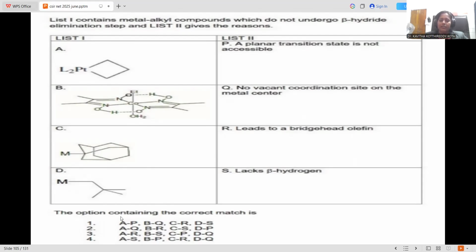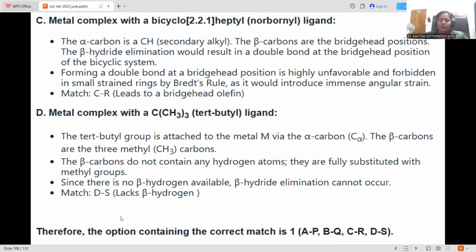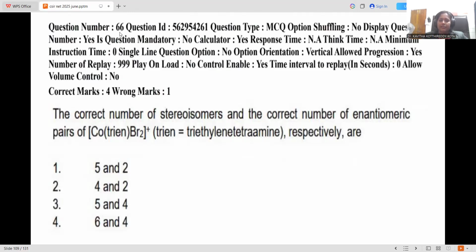First one is the correct answer. Move on to the next question. Question number 66 we are discussing here. What are the correct number of stereoisomers and the correct number of enantiomeric pairs adopted by [Co(trien)Br2]+? If this is the complex, cobalt trien Br2 positive, this complex has triethylenetetramine as a ligand, and the two bromines are also ligands, and there is a positive charge on the complex. For this complex, the possible stereoisomers and number of enantiomeric pairs are to be calculated.